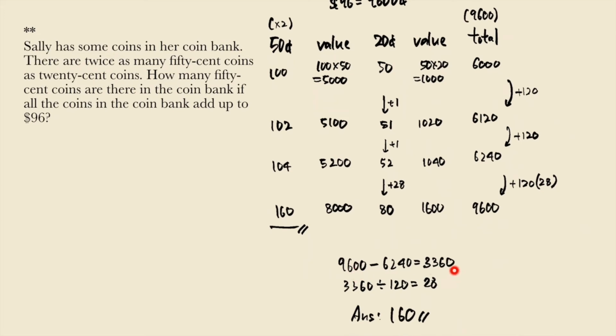That's 3360. The gap here is 3360. How many 120s is that? That's 28. So if I'm going to add 120 28 times, I'm going to add 1 28 times. So that would be 80. And of course, if you multiply that by 2, the number of 50-cent coins will actually be 160.